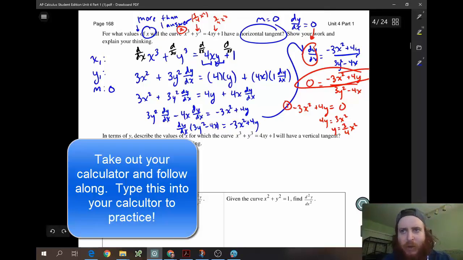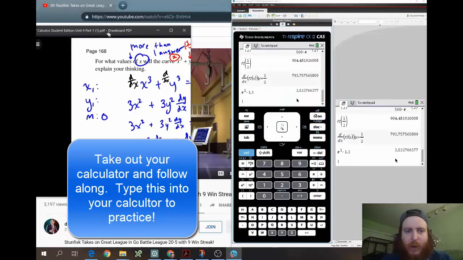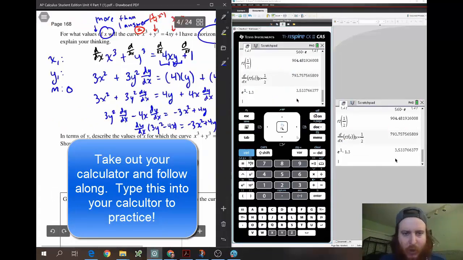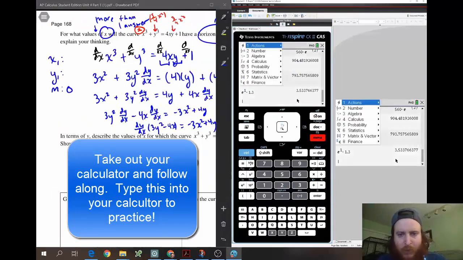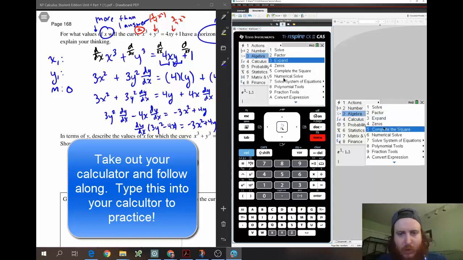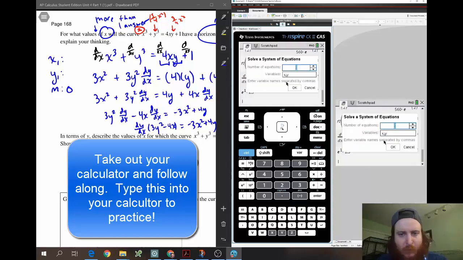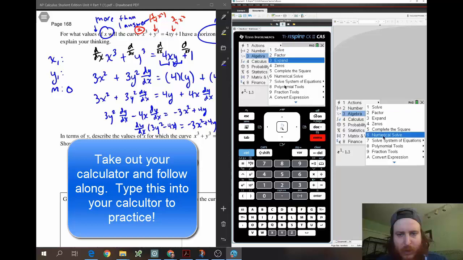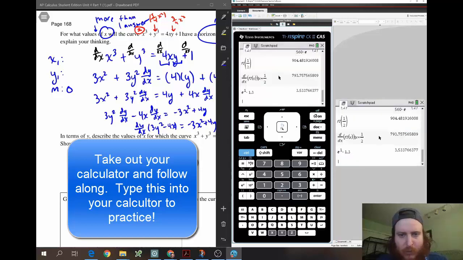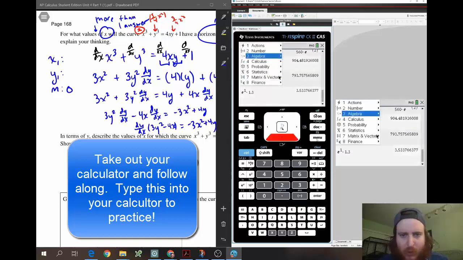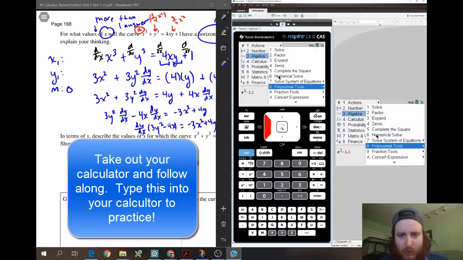And so what I'm going to show you, I know we haven't fully used our calculators yet, but we're going to start really using them. I want to show you guys how that would work. A really cool option on our calculator is in Menu, in Algebra, we have Solve System of Equations. Let me do this without using my mouse: Algebra, Solve, System of Equations.